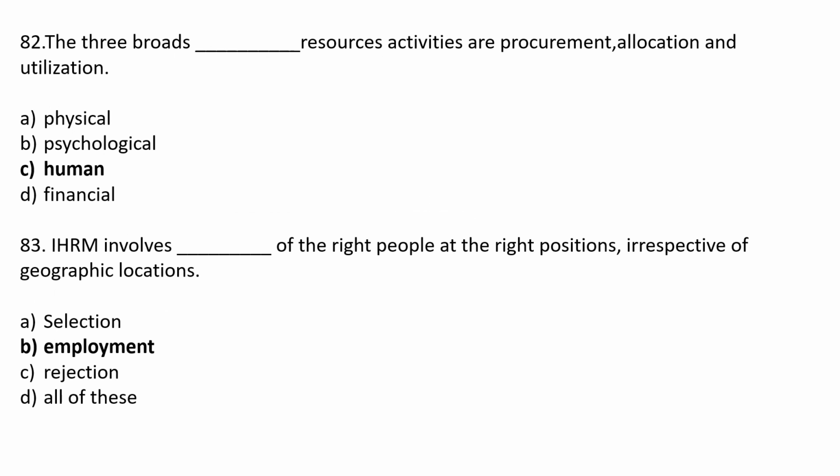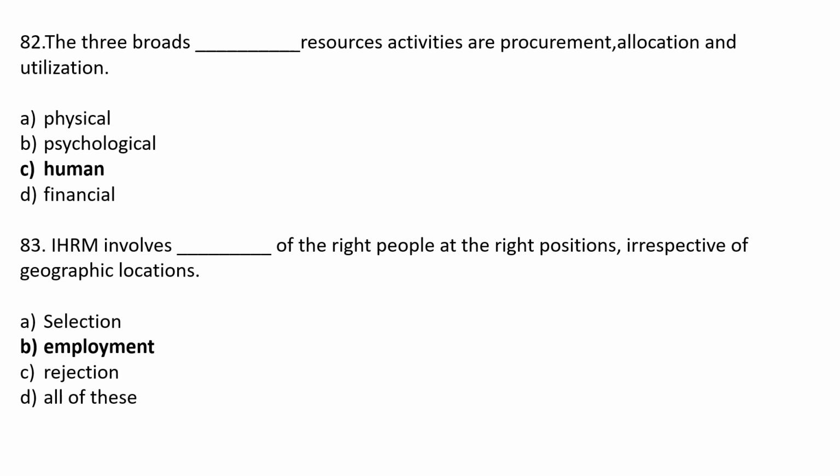The three broad dash resources activities are procurement, allocation and utilization. Option A physical, option B psychological, option C human, option D financial. The correct answer is option C human. The three broad human resources activities are procurement, allocation and utilization.